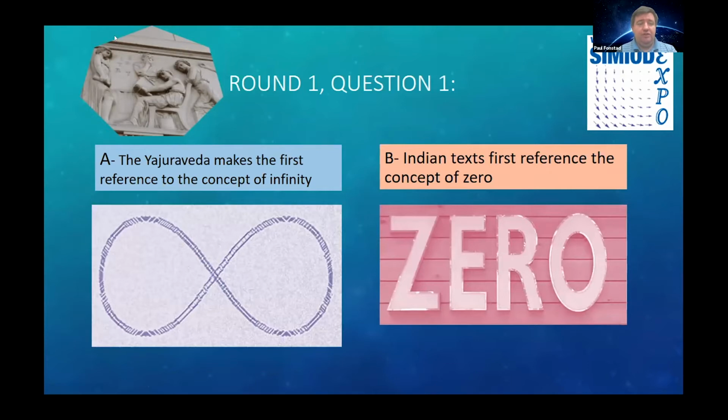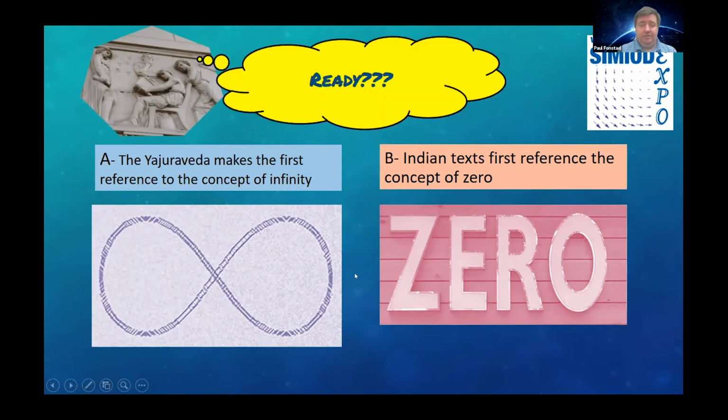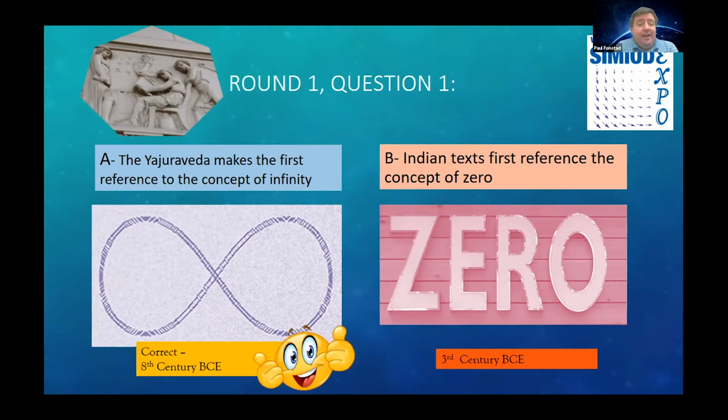Which occurred first? The Yajurveda makes the first reference to the concept of infinity, or Indian texts first reference the concept of zero. One of these happened before the other. If you are ready, the Yajurveda actually made references to the concept of infinity in the 8th century BCE, roughly 5 centuries before the concept of zero was first referenced. So interestingly, infinity was thought of before zero.